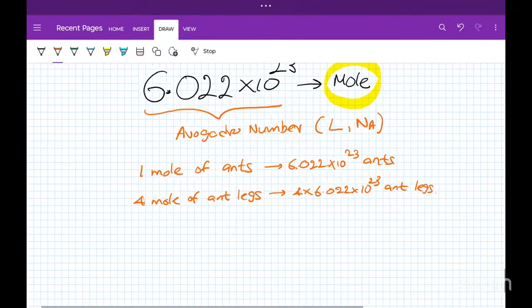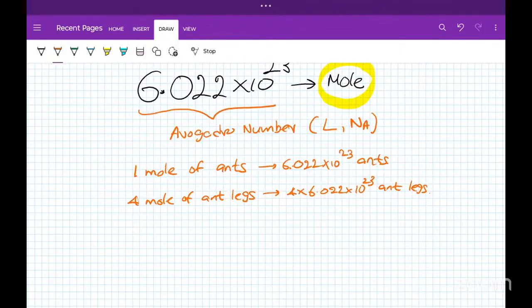Let's say each ant is given half of a banana. So for 1 mole of ants, it needs half a mole of bananas, because we have 1 mole of ants and each ant is given half a banana. Then we need half a mole of bananas to feed the ants.